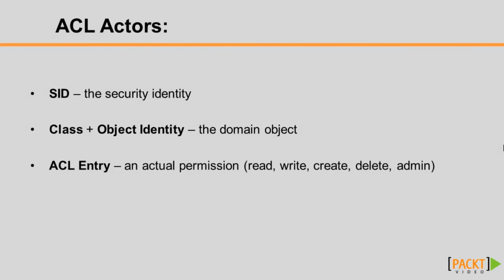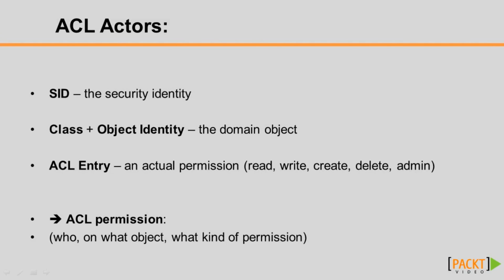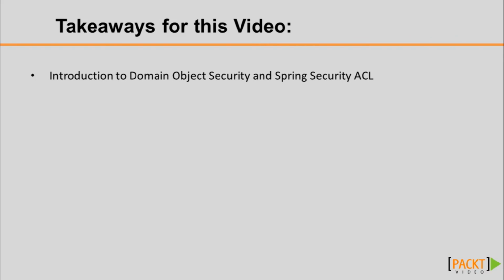And finally, we have the ACL entry. This is the actual permission. This can have one of 5 values. It is either read, write, create, delete, or admin. And so for each entity, we will have 5 ACL entries for each of these permissions. The ACL entry indicates whether the permission to that object is granted or denied to the SID. And with that, we finished the introduction to domain object security and to Spring Security ACL.